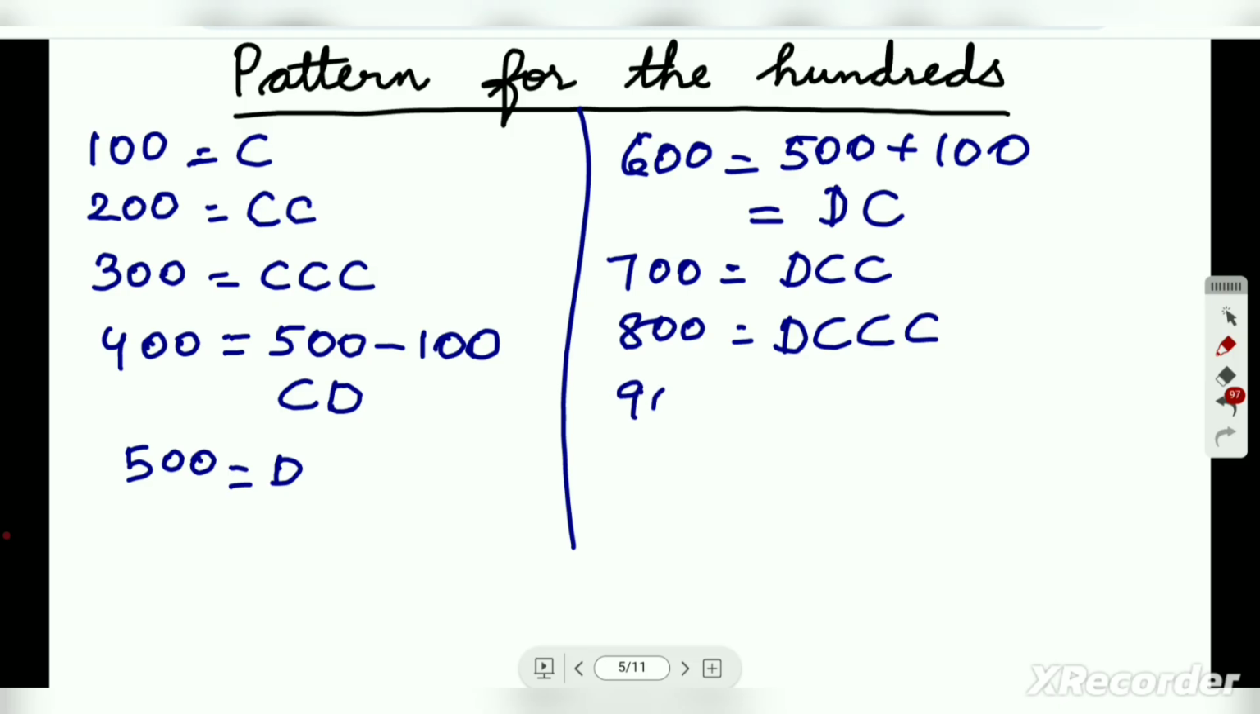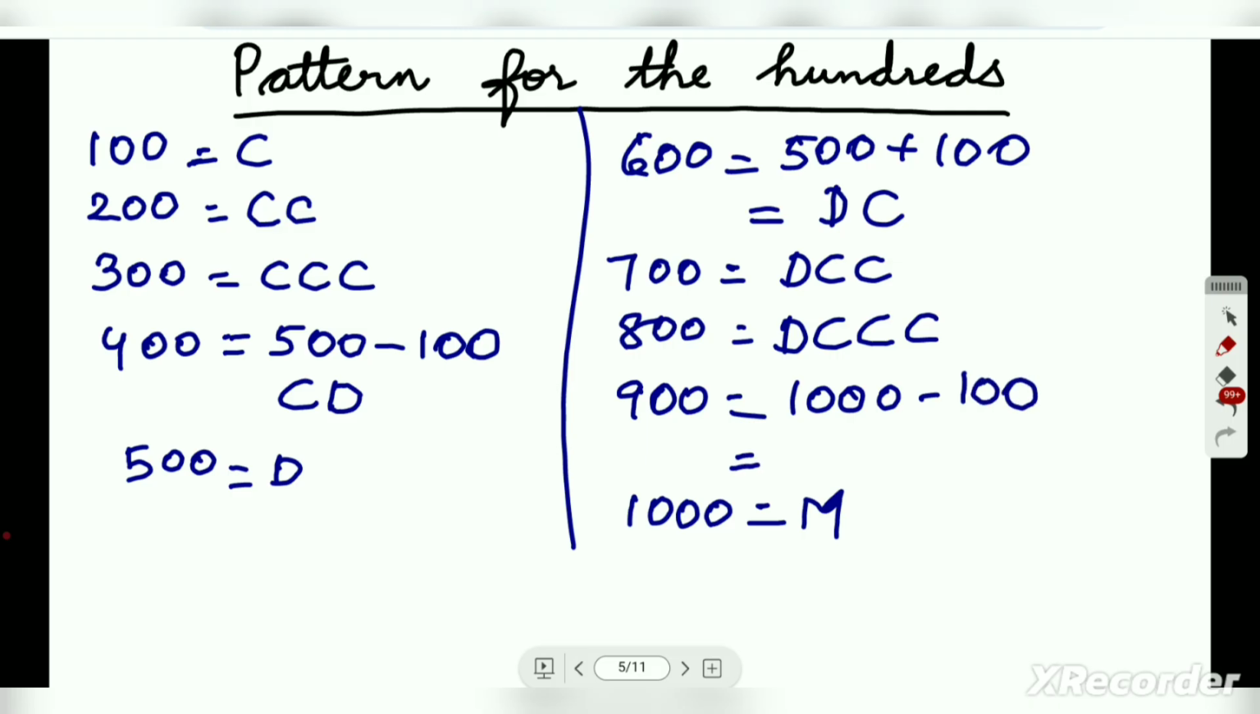Now what about 900? Can I write it as DCCCC? No. Again, it is against the rule. So how do I write 900? So what is 1000? 1000 is M. So 900 is 1000 minus 100. Again, using the subtraction rule, I can write 900 as CM. Because it's subtraction, you're writing C before M. And finally, 1000 is M.